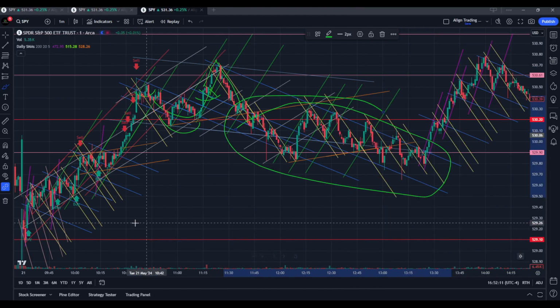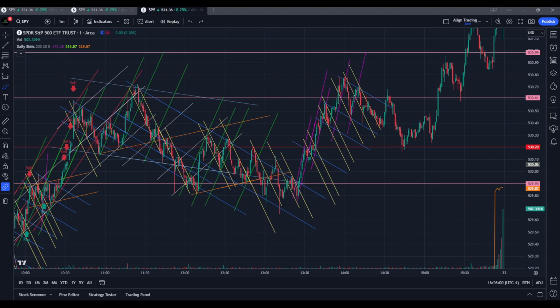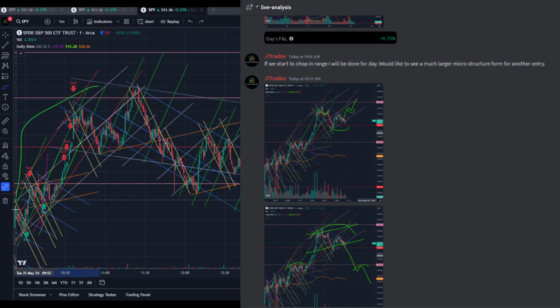At 9:54, I explained that I was going to be done for the day. After taking this trade right here, if we went back into range and did not continue moving higher, I was not going to play the chop.